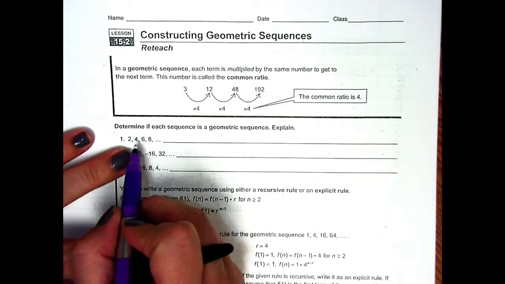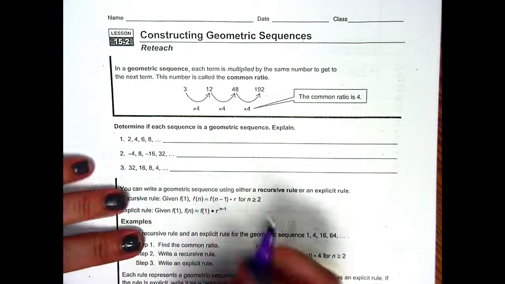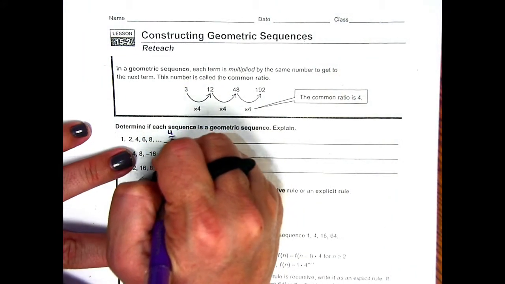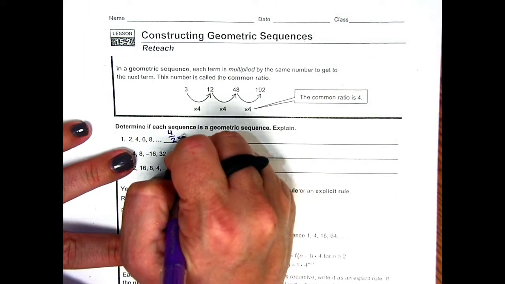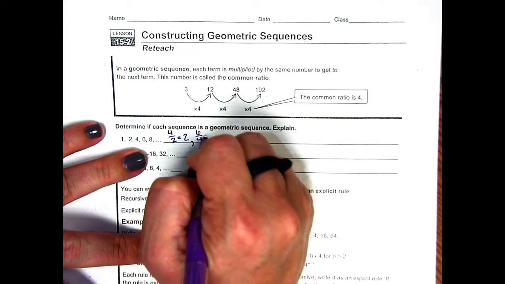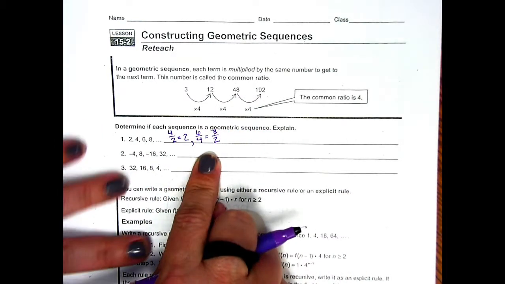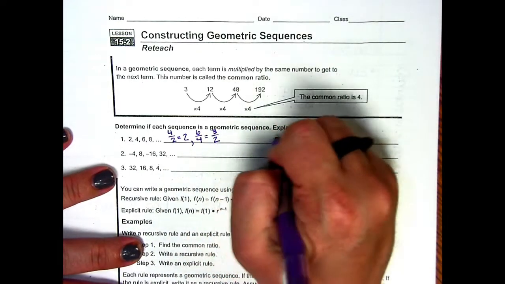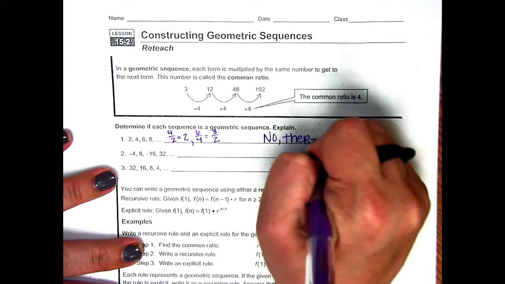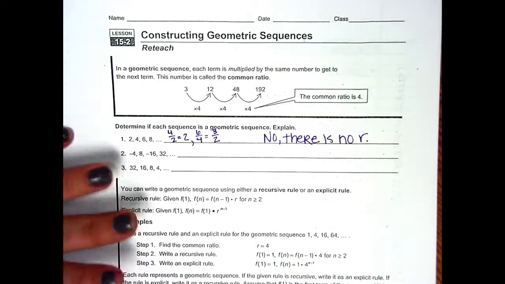To do that, we're going to divide the second term by the first term, the third term by the second term, and the fourth term by the third term. And they all have to be the same. So I have 4 divided by 2 is 2. 6 divided by 4 is 3 halves. If you get two different numbers, you can stop right there and say no. There is no common ratio.